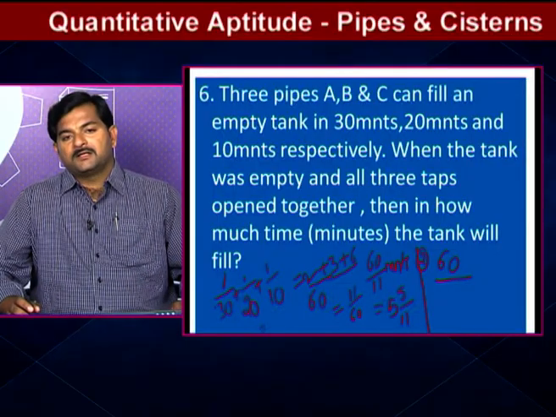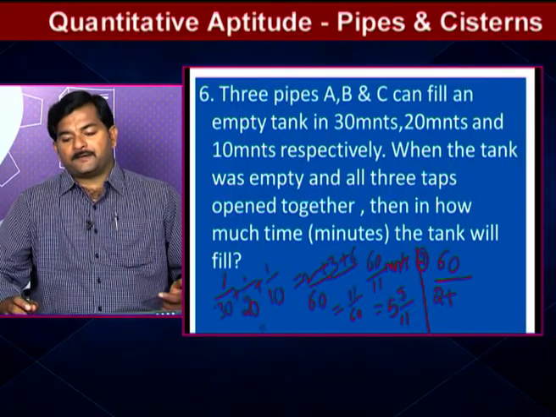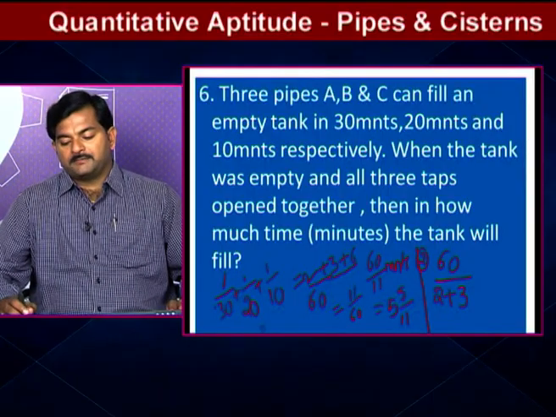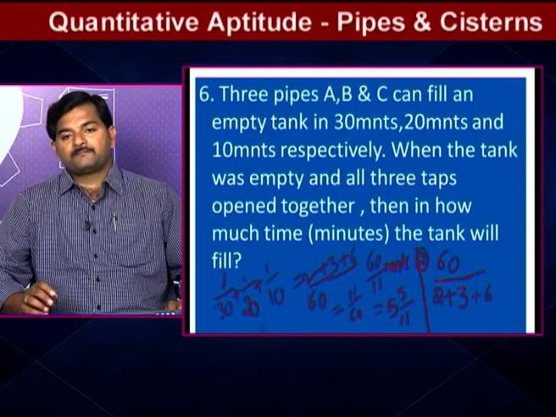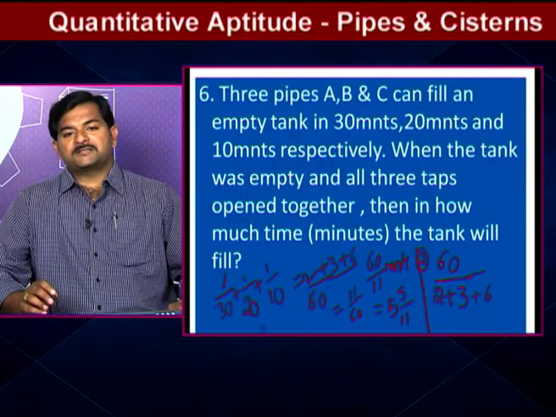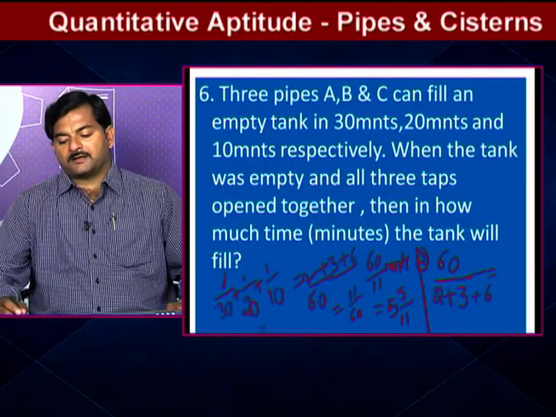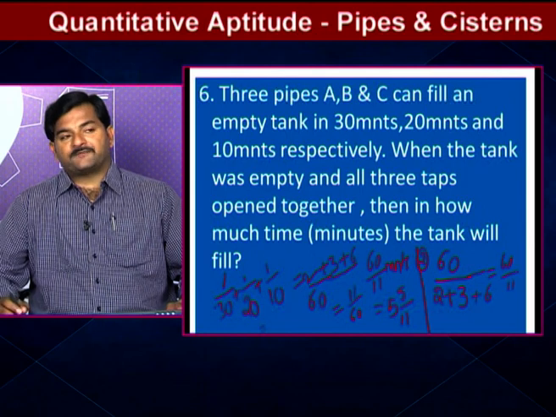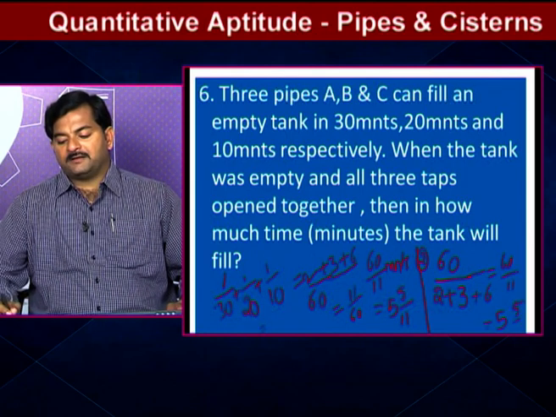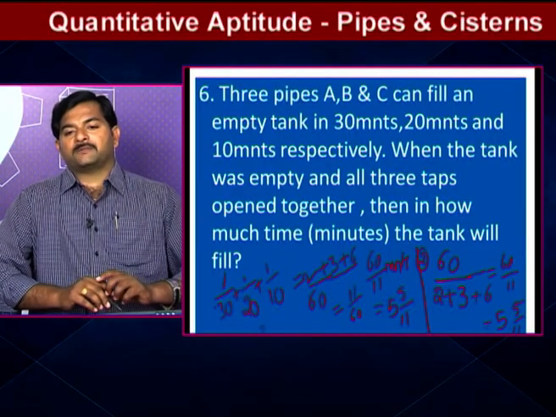How will we get the factors? 30 2s are 60. Similarly, 20 3s are 60. 10 6s are 60. So 60/(2 plus 3 plus 6). 2 plus 3 plus 6 means how much am I getting? 11. So I am getting 60/11. It's the same fraction. Converting into a mixed fraction, what will you get? 5/11 minutes. Okay, this is the procedure to solve question number 6.